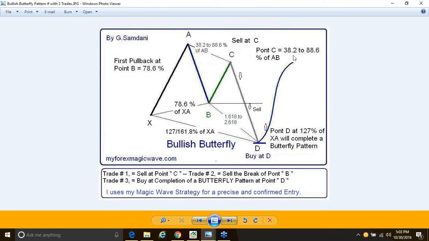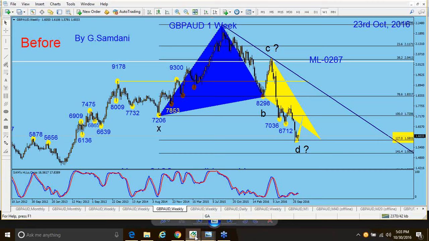Point C is equal to 38% or 23% of this same XA move. Usually, if you use the same Fib, it goes to either 38% most of the time or the 23% line sometimes. In the case of this B pullback, it's at 78% because it's a deep pullback, so it doesn't go to the 23% line. It stays around 38%. And then from there, it turns and comes all the way to either 127% or 1.618%. The first level was the 127% extension of XA all the way down here. Right? And that is exactly what happened here.